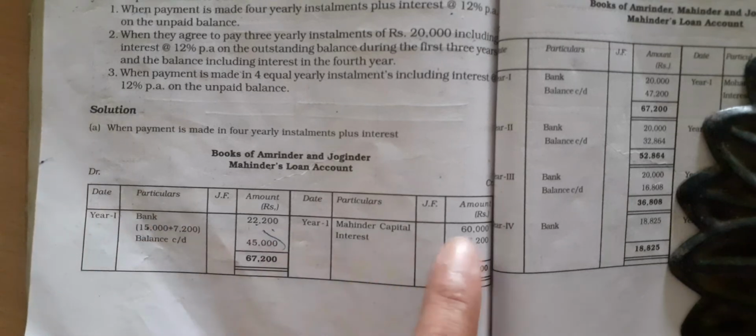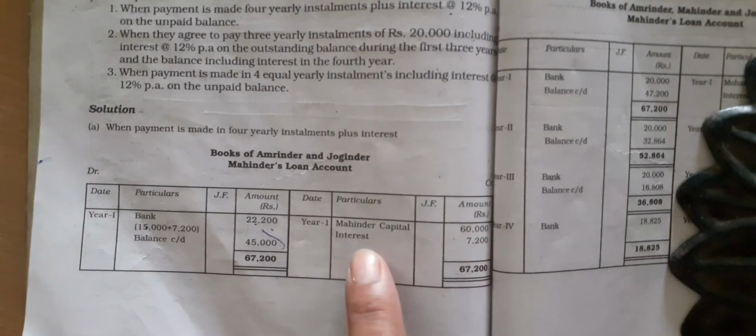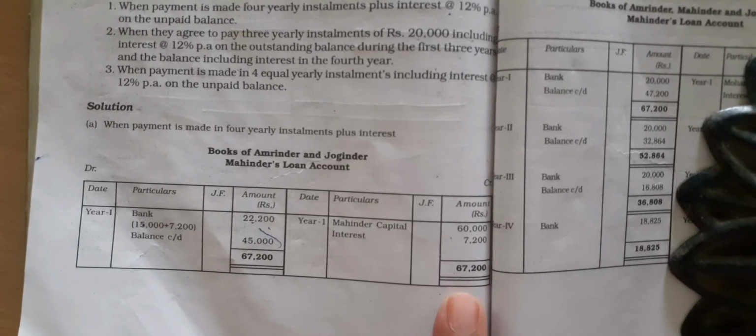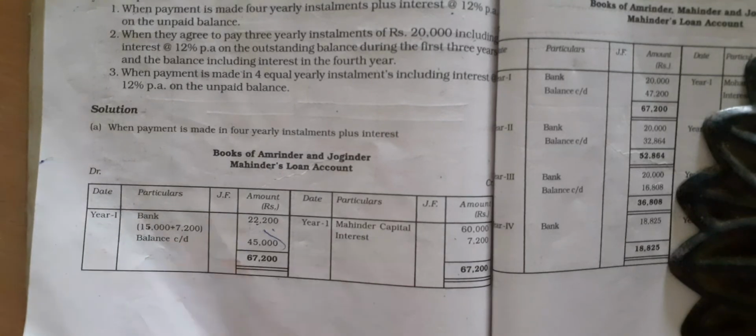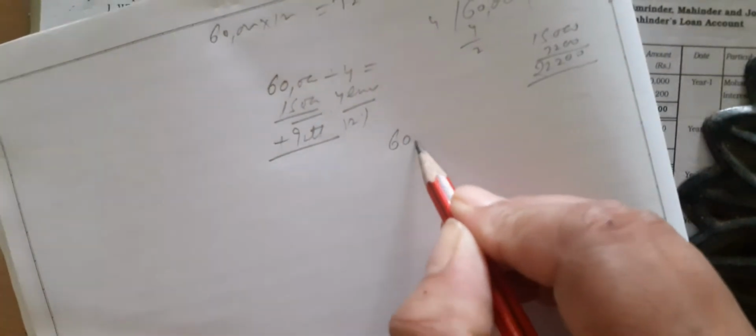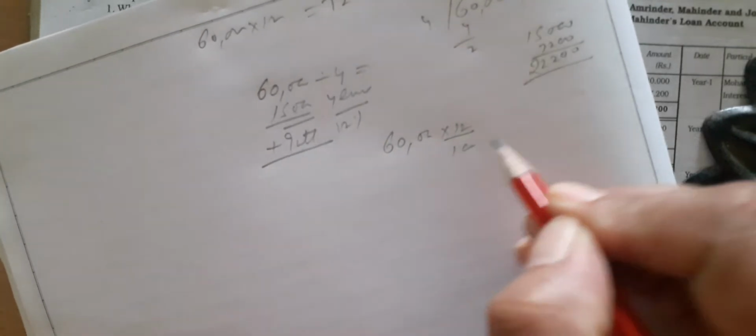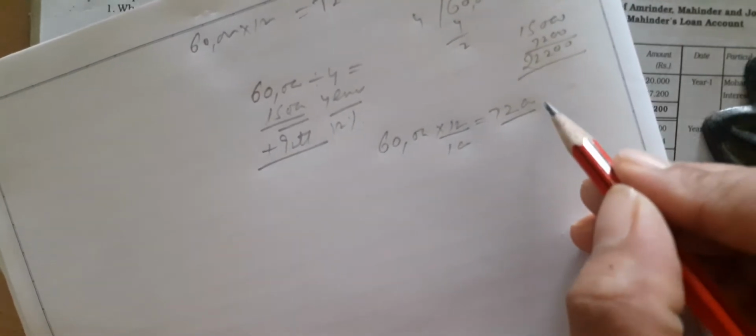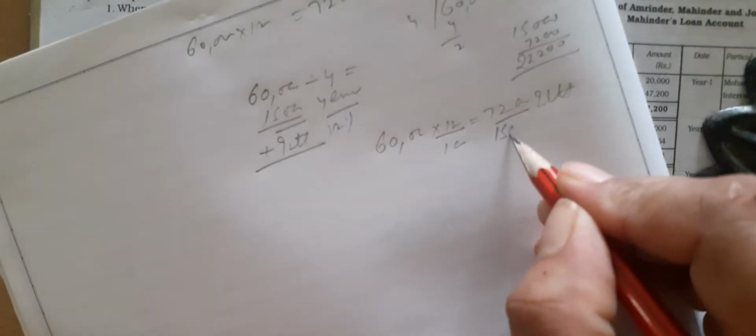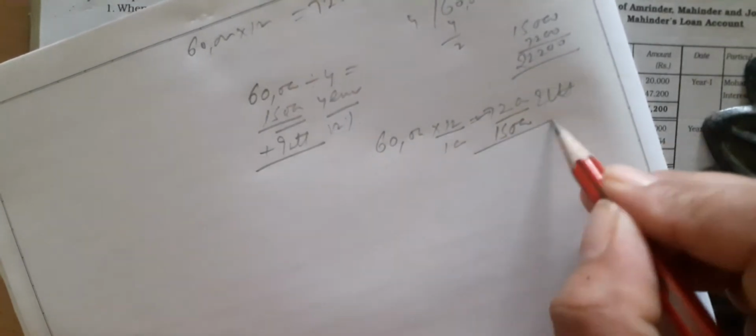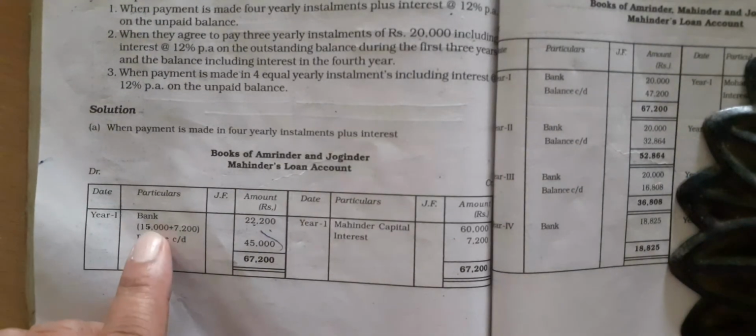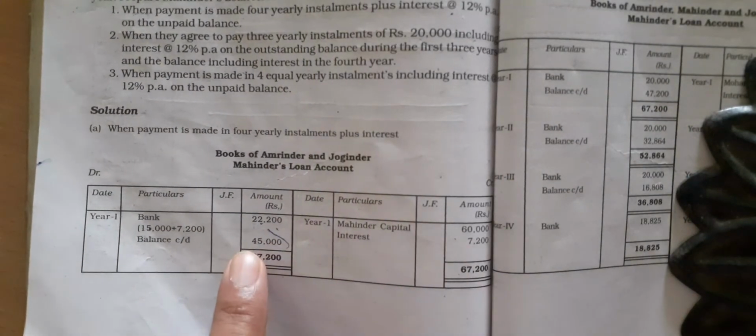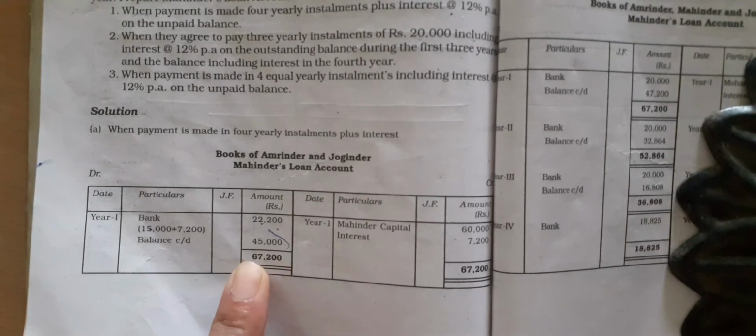In the first year, Mahinder's capital is 60,000 rupees with interest 7,200. Now the total amount is 67,200. The firm has given 15,000 plus 7,200. 60,000 into 12 upon 100 is equal to 7,200, the interest amount. So 15,000 is the installment amount and 7,200 the interest amount. According to this, 22,200 will be paid by the firm to the retiring partner. So bank 22,200, and the remaining amount 45,000 will be carried down to next year.